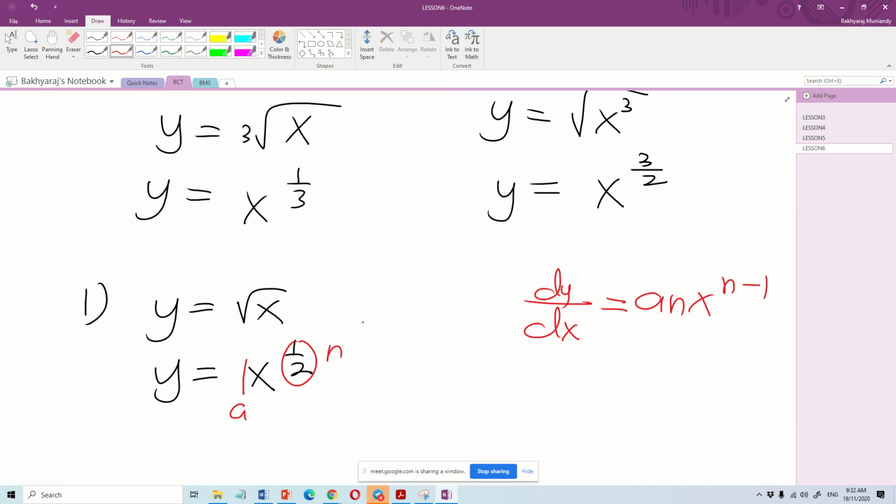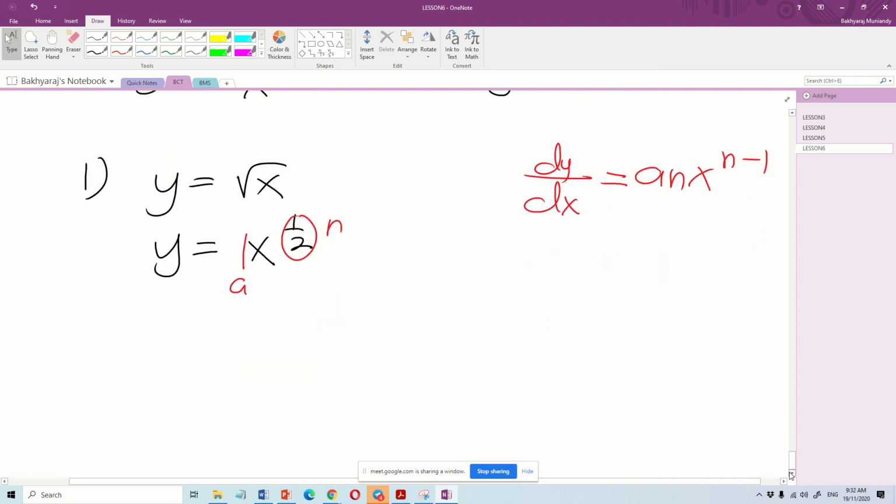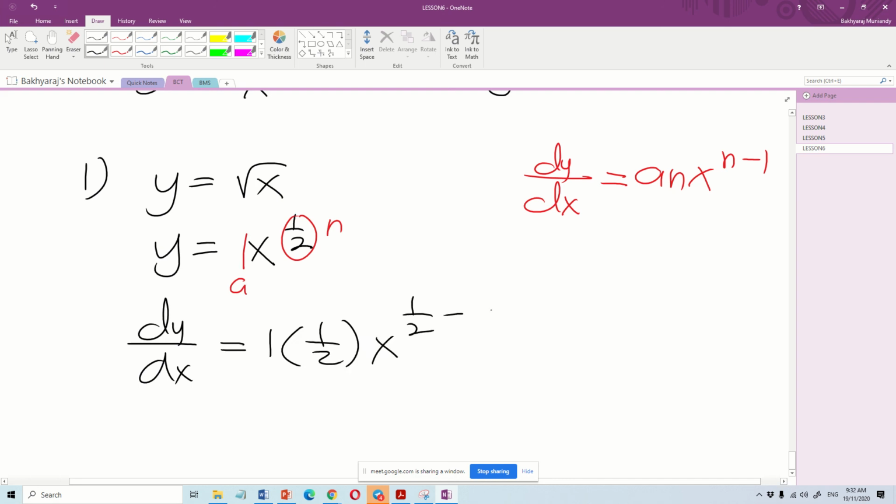Okay, once you know this, then you can go for the answer. So dy/dx equals... you get 1 times 1/2 x^(1/2 - 1). Okay, so what's the last answer? Apa jawapan kita? Last answer equals 1/2.